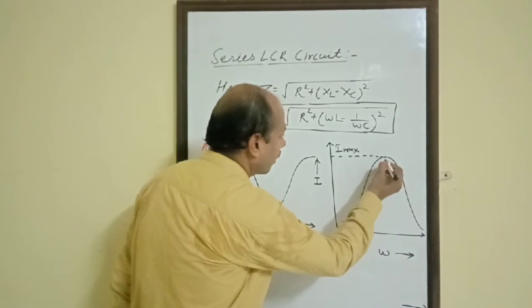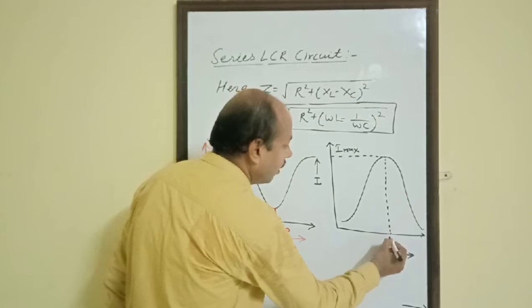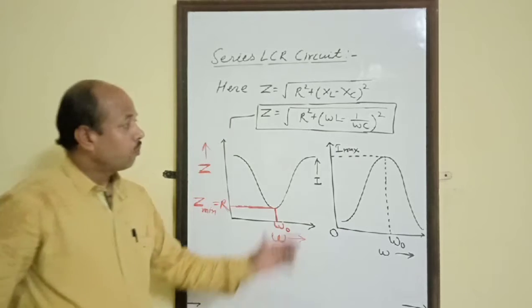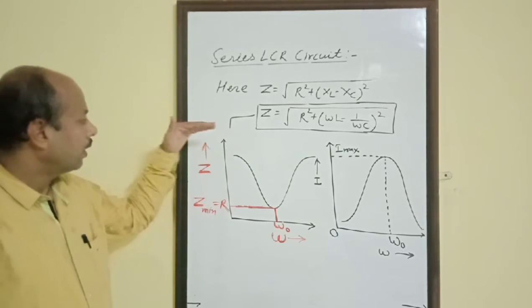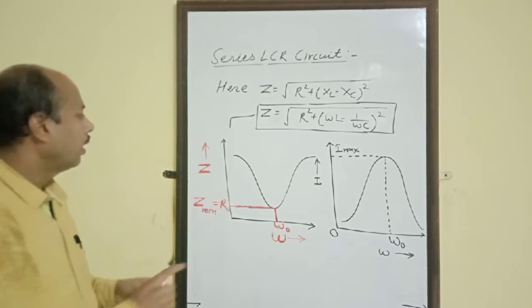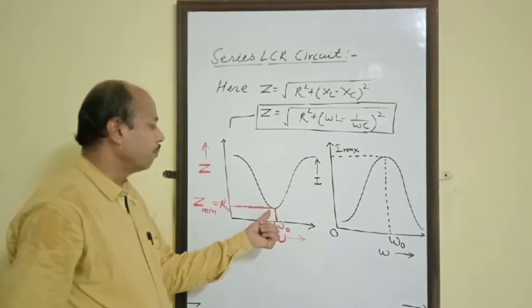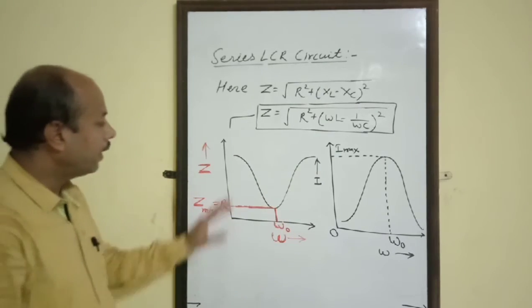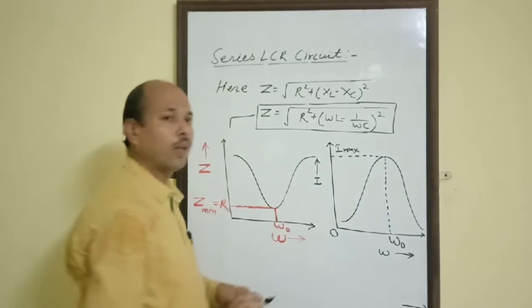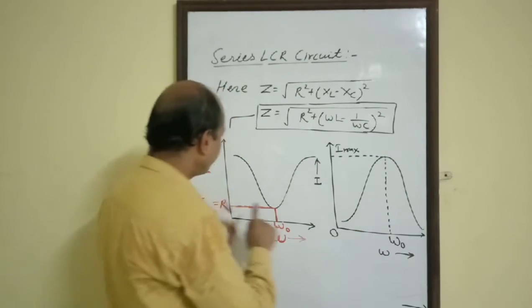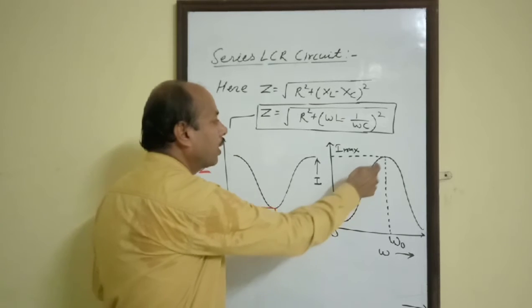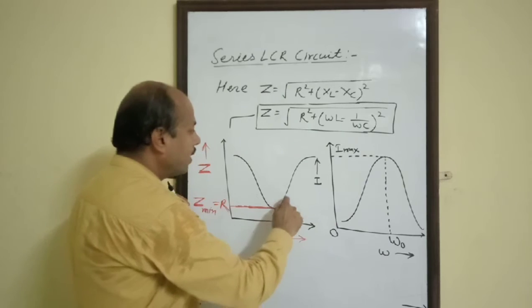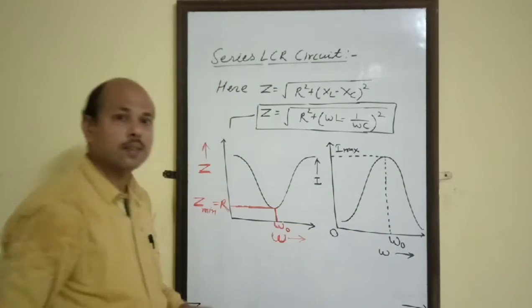The frequency at which current becomes maximum is known as resonant frequency. From this variation, as we increase frequency, Z will decrease, become minimum at a particular point, and finally start increasing again, and consequently the graph of current will be like this. Initially Z decreases, therefore current increases. Here Z becomes minimum, therefore current becomes maximum, and again Z increases, therefore current decreases.